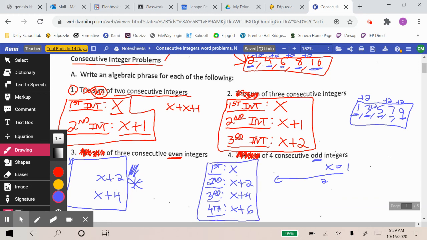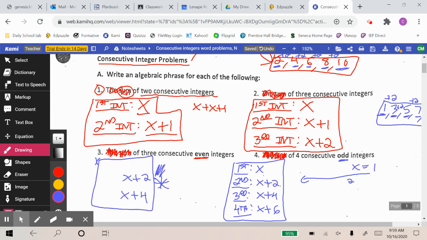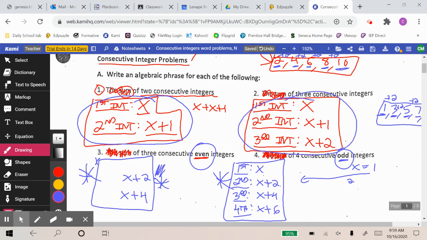All right. So you can see I did the 2 colors here. Main thing is that if it says even or odd, it's always these setups right here, where it's x, x plus 2, x plus 4. If it doesn't say even or odd, then we just go up by 1. So it's x, x plus 1, x plus 2, x plus 3. All right, and this is our basic setup for all the consecutive integer word problems.